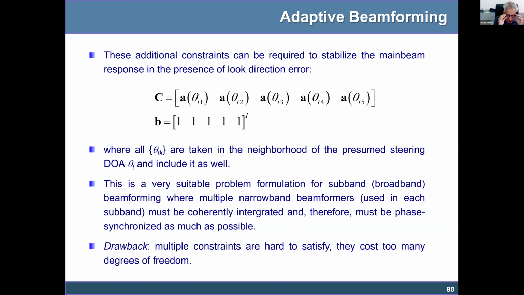And in practice, you have less degrees of freedom that can be used to minimize the power of the interference at the output of the beamformer. So a result of imposing too many constraints can be an increase of the side lobes. And this is clearly something unwanted. So you should be careful when you impose multiple constraints. You should check the side lobe.